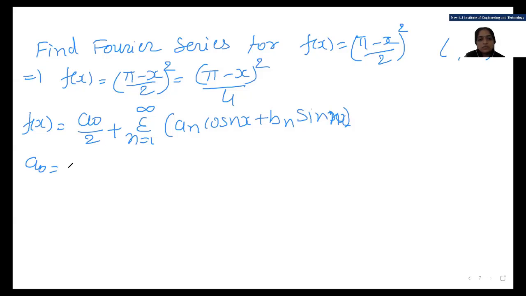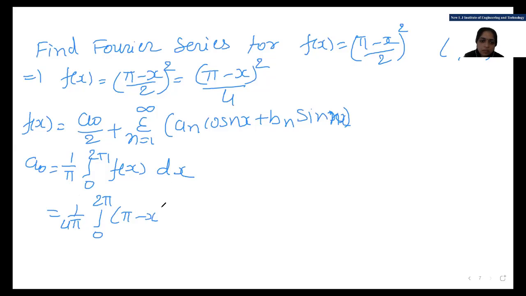First we start with the formula of a0, that is 1 by pi, integral 0 to 2 pi of f of x dx. Here f of x is (pi minus x) whole square by 4. If I keep the 4 out of the integral as it is a constant, we have the integral of (pi minus x) whole square dx. Is there any doubt to any students?